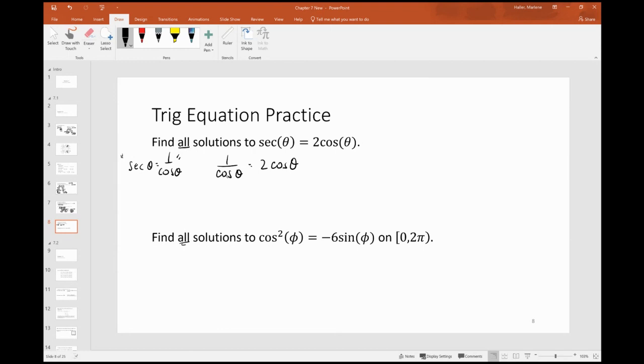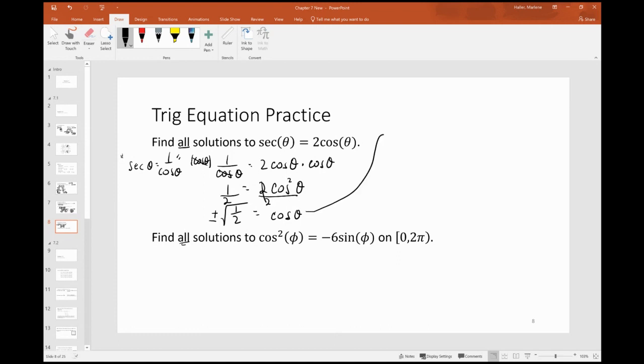Let's do some rearranging here. I don't like cosine in the denominator, so let's multiply both sides by the cosine of theta. And we have 1 equals 2 times the cosine squared of theta. All right, continuing to solve, I could do a u substitution, but I don't know that I really need to here. Let me just divide both sides by 2 and then take the square root of both sides, right? So then I'll have that the cosine of theta is positive or negative the square root of 1/2.